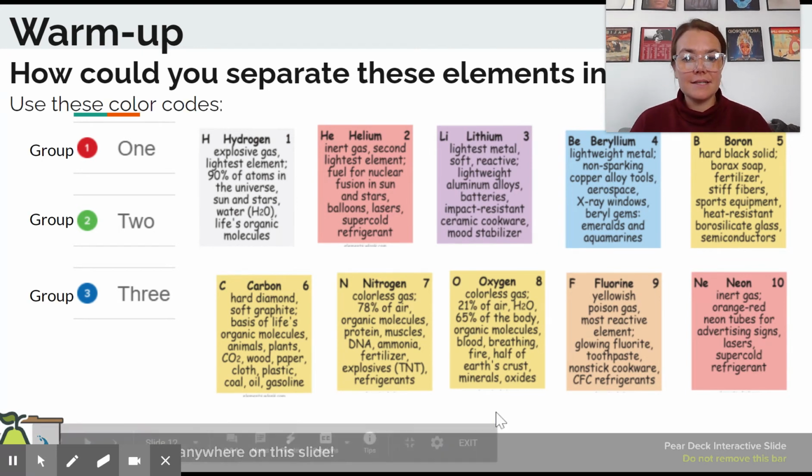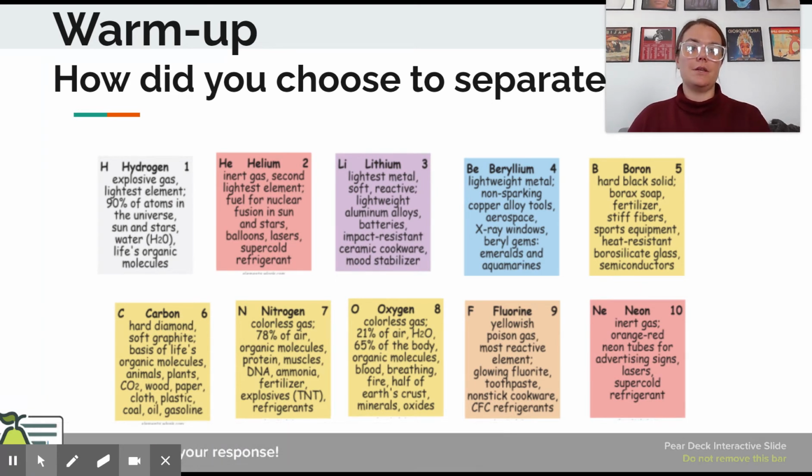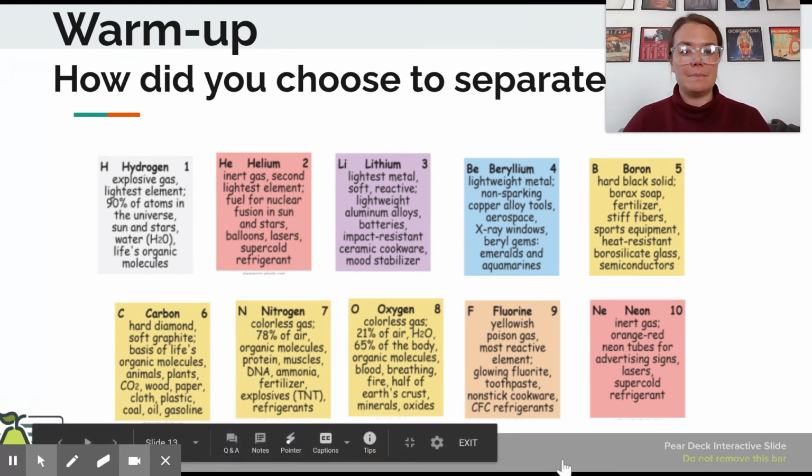So next, I need you to explain how you chose these groupings. What did you do, or what was the pattern or the structure that you used to group them?